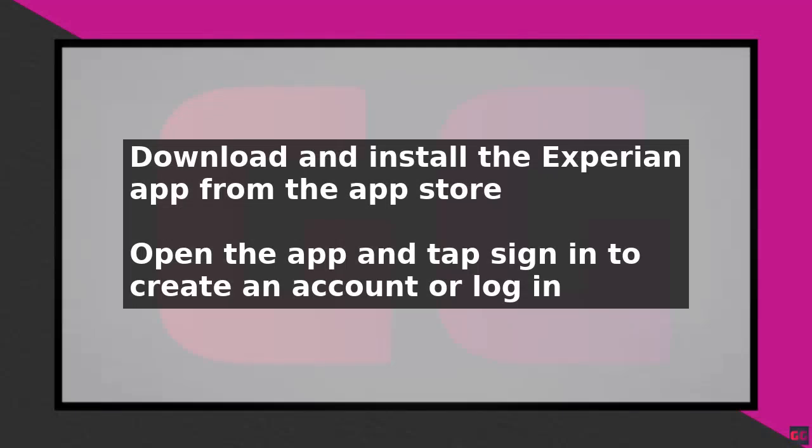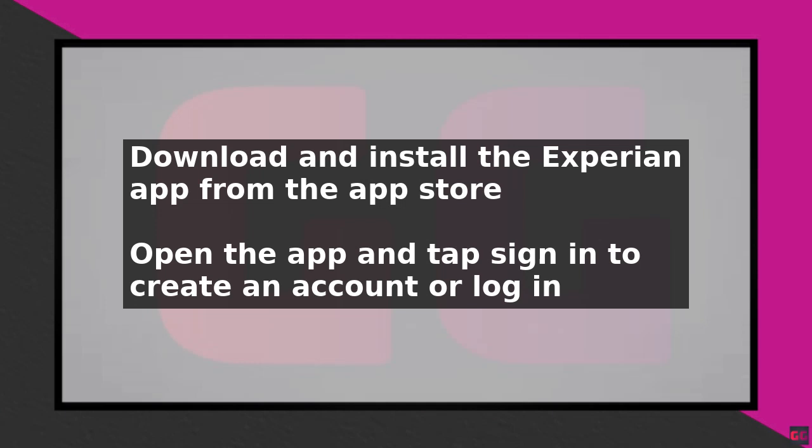To use the Experian app, start by downloading and installing it from the App Store on your mobile device. Once installed, open the app and tap Sign In to create an account or log in if you already have one. You will be asked to provide some basic information such as your name, address, and social security number to verify your identity. After verifying your identity, you will have access to your credit report and score.